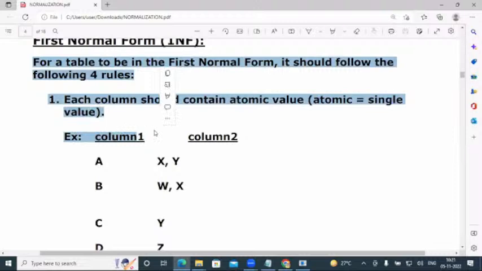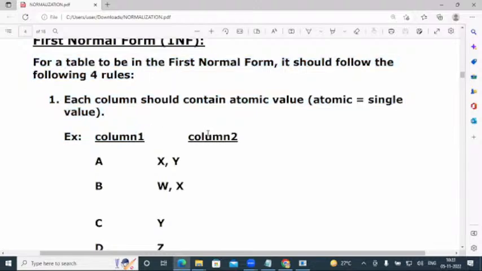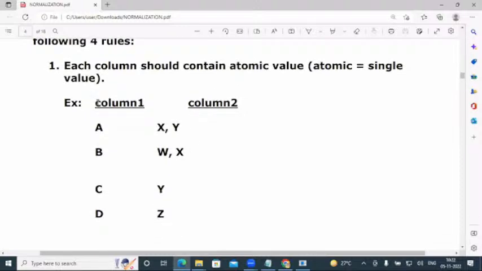If your interview panel asks you, you can say: as per the normalization technique, each column should contain atomic values, sir. For that reason, if I use user-defined data types, I can store multiple values, but multiple values are not allowed in normalized tables. So now we can see an example.